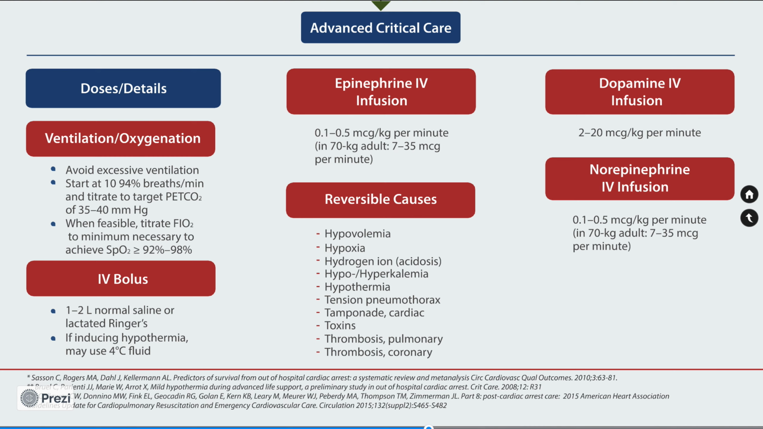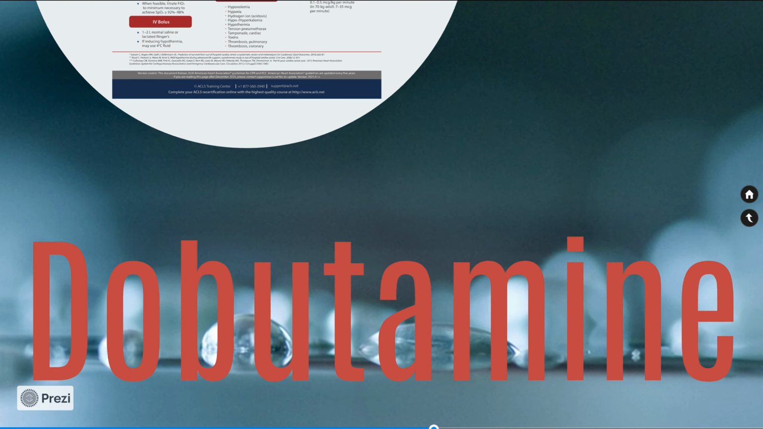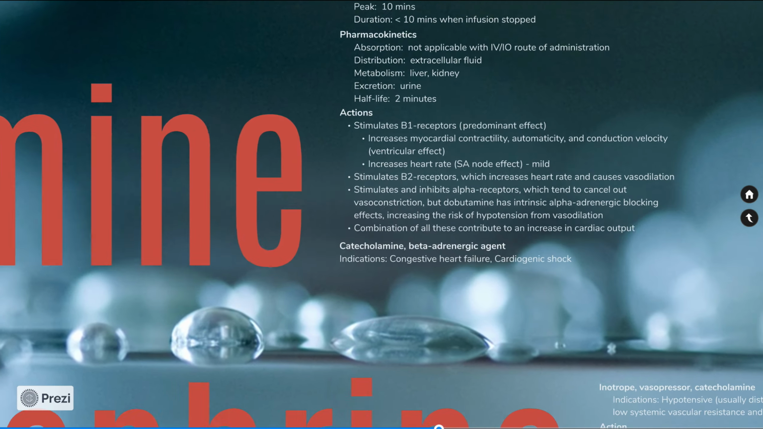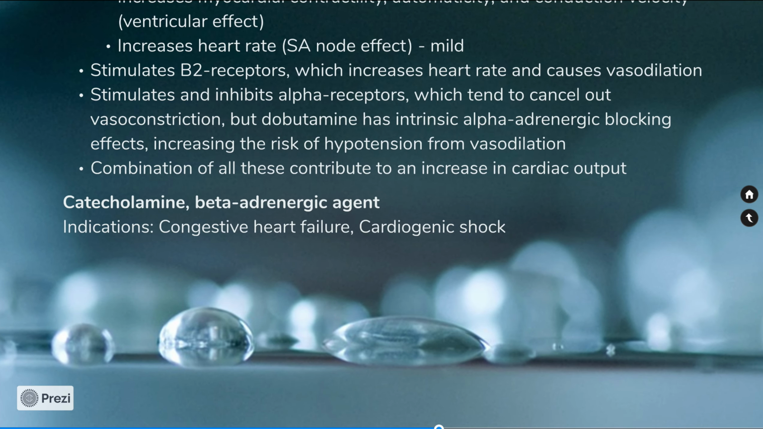Another option that can be used in addition to dopamine or epinephrine is dobutamine. So the two molecules that will be discussed in the management of post-cardiac arrest individuals would be dobutamine and norepinephrine. We'll look first at dobutamine. Dobutamine is a catecholamine, a beta-adrenergic agent indicated for congestive heart failure and cardiogenic shock.